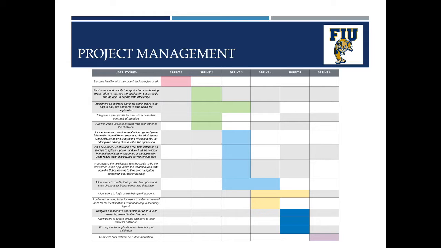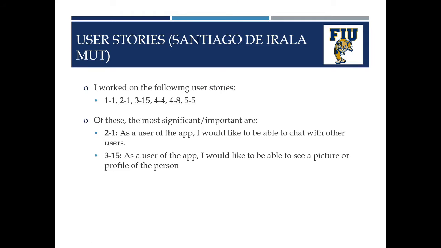Here we have a breakdown of the major user stories that we have worked on over the semester. They're color coded to see which sprint has been used to work on which part. Now here are the user stories that I've worked on. Two of the most significant ones have been the first user story of the second sprint, which enables the chat and allows it to have permanent messages, as well as the 15th story of the third sprint, which has been to allow a user of the app to see a picture or the profile of the person. This has worked together with my teammate Yelis.